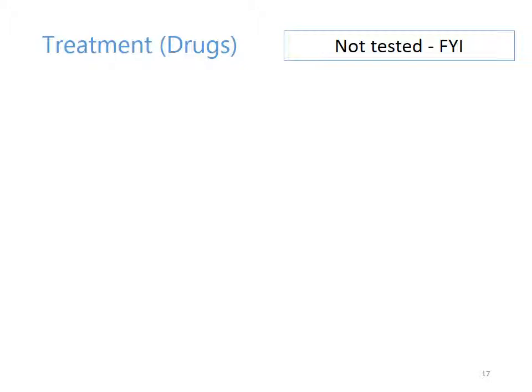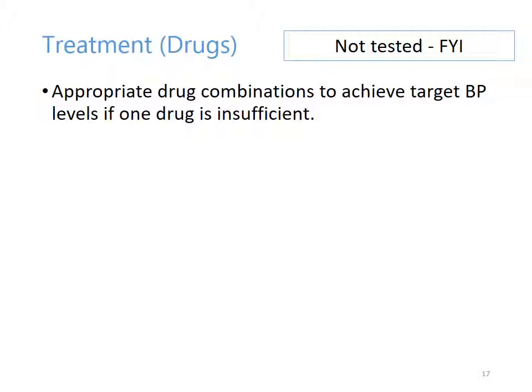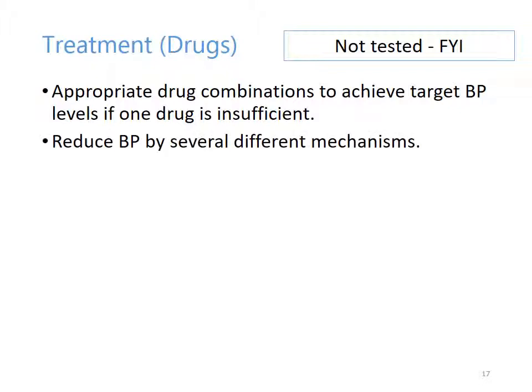There are many medications available for the treatment of hypertension. So if one drug is not sufficient to bring the patient's blood pressure down to the target levels, a combination of drugs can be used. The different classes of antihypertensive medications will reduce blood pressure by different mechanisms.